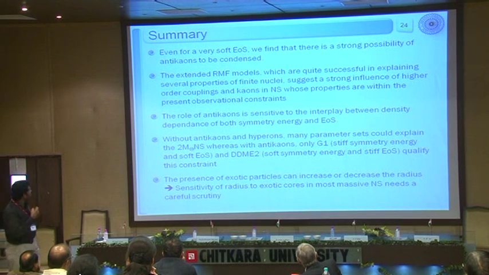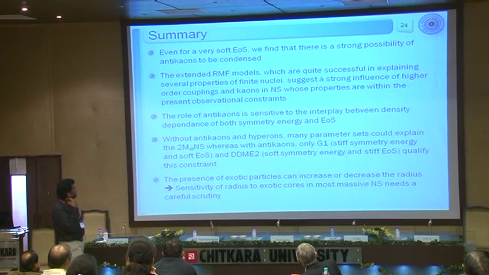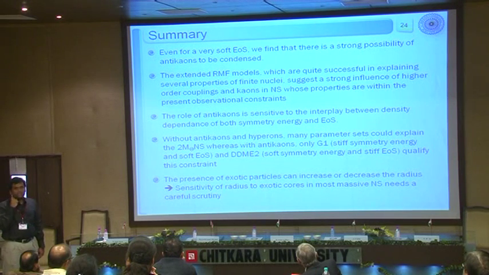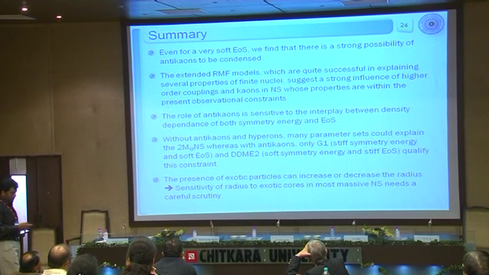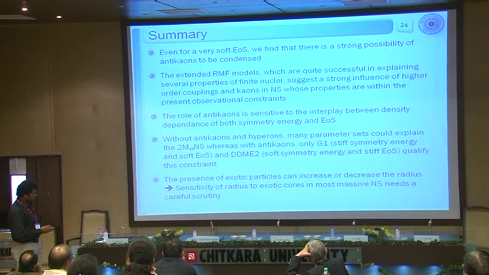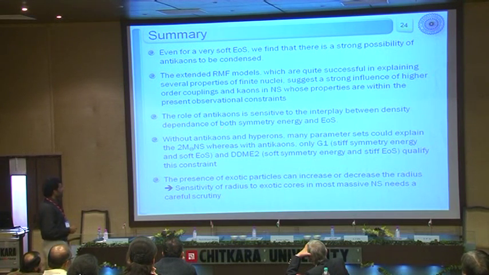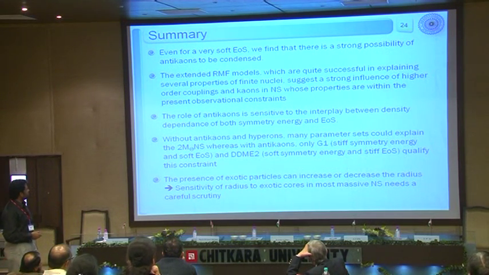Maybe I can summarize now. Even for a very soft equation of state, which is suggested by this higher order coupling, we find that there is a strong possibility of antikaons to be condensed. The extended RMF models, which are quite successful in explaining several properties of finite nuclei, suggest a strong influence of higher order coupling as well as kaons in the neutron star, whose properties are well within the range of present observational constraints. The role of antikaons is sensitive to the interplay between the density dependence of both symmetry energy and equation of state. So this is something very interesting.